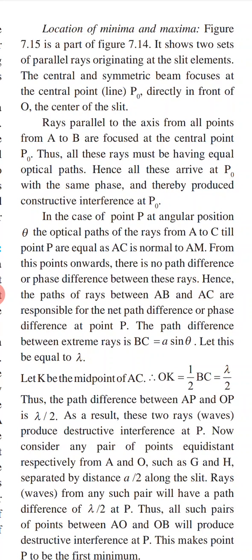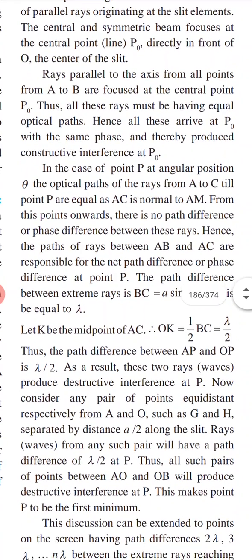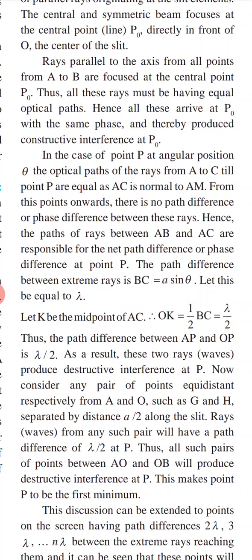It shows two sets of parallel rays originating at the slit elements. The central and symmetric beams focus at the central point P0 directly in front of O, the center of the slit. So rays parallel to the axis from all the points from A to B are focused at central point P0. Thus, all these rays must have equal optical paths. Hence, all these arrive at P0 with the same phase and thereby produce constructive interference at P0.